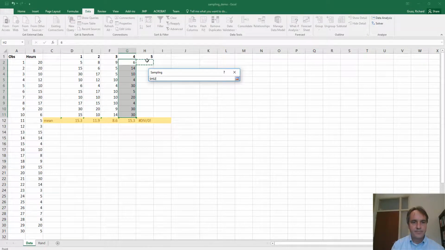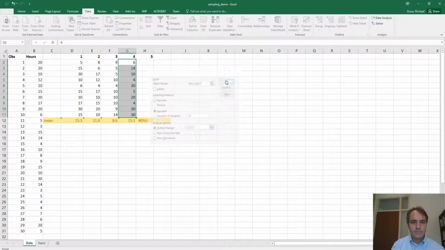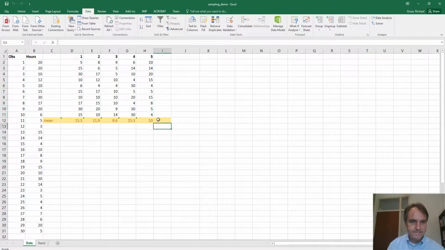Final sample. Okay, and this one wound up being 10. Okay.